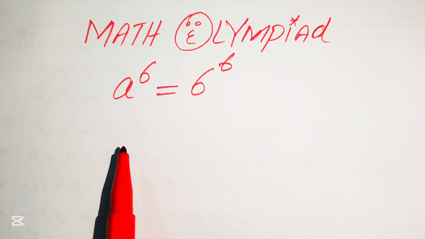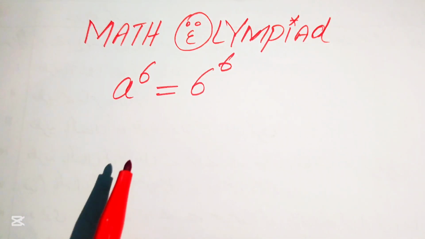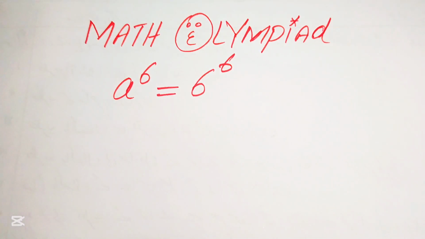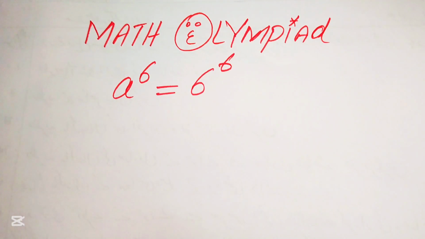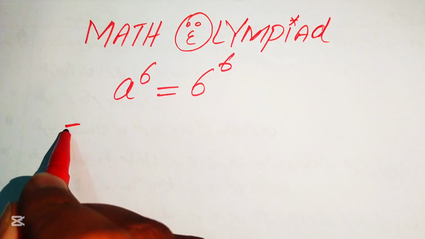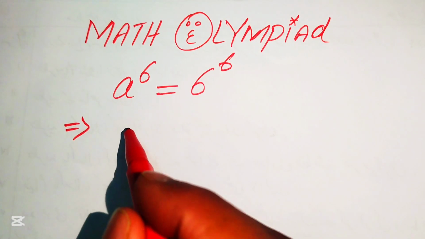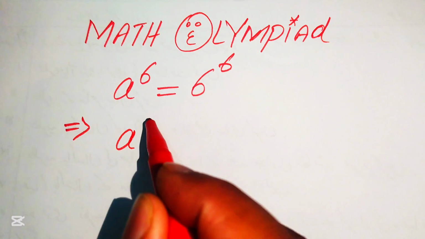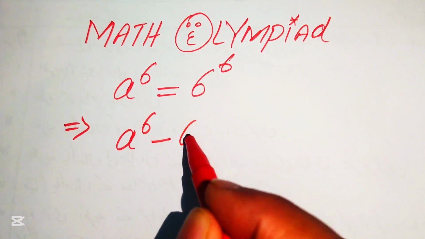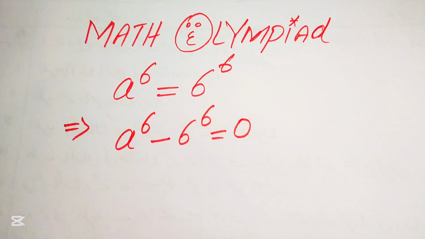So here we have a to the power of 6 equals 6 to the power of 6, and we solve this problem for the values of a. So here first we need to focus on the right hand side. Now we move the term on the right hand side to the left hand side. It will be written as a to the power of 6 minus 6 to the power of 6, and this whole equals 0.